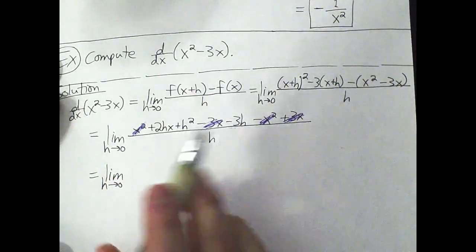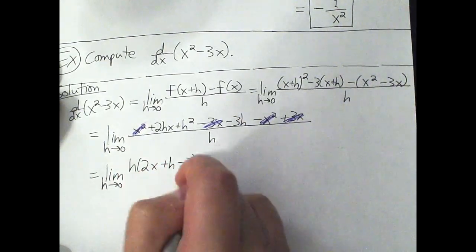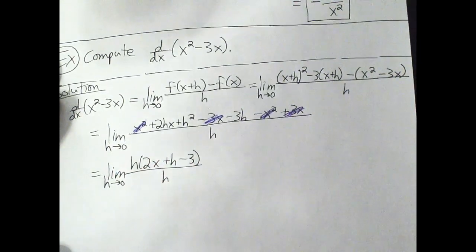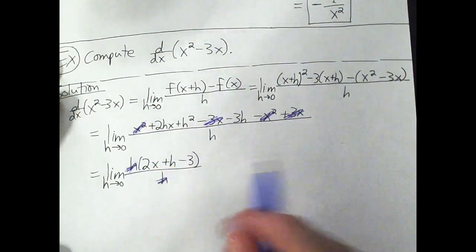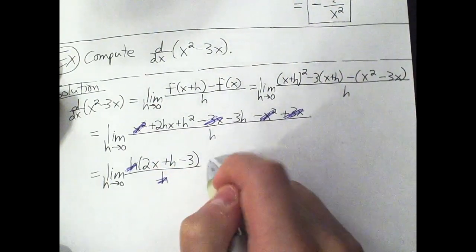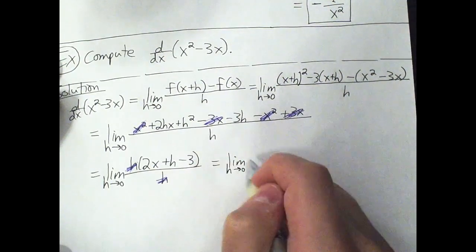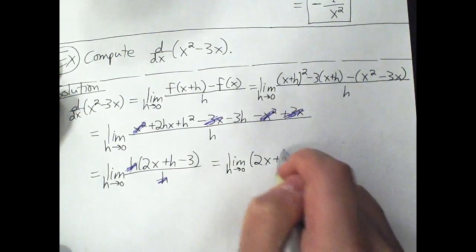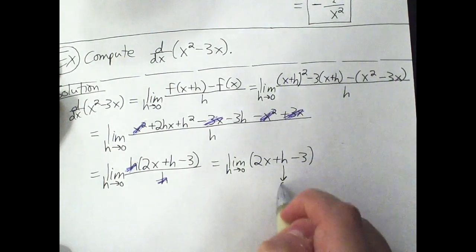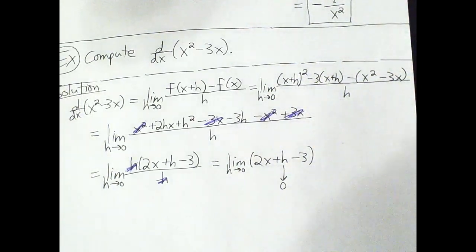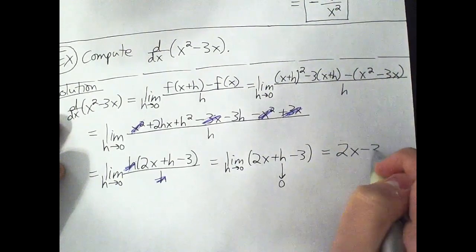Everything that's left in the numerator has h, so I'm going to pull h out of the numerator. That's going to leave me with h over h, which is going to cancel. Get rid of those. h over h in this case is 1. Limit as h goes to 0 of 2x plus h minus 3. We're taking a limit, so the h part of it goes to 0, and I'm left with 2x minus 3.